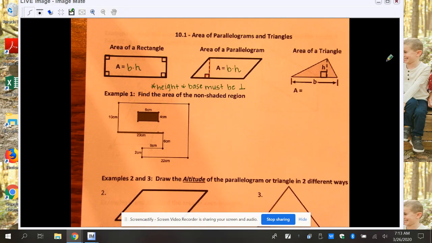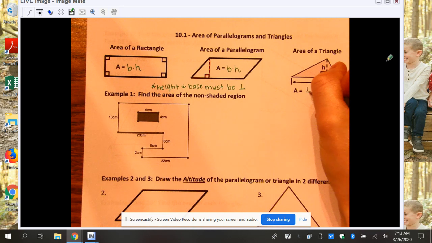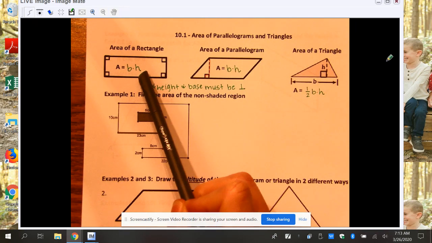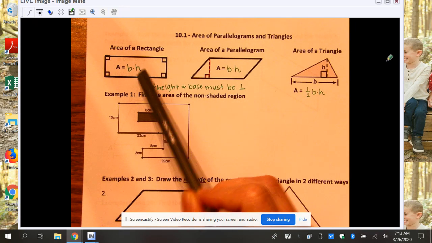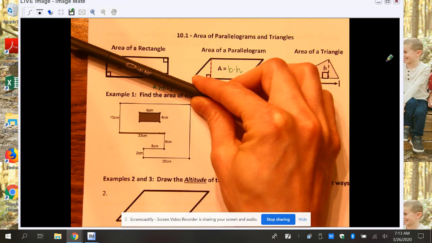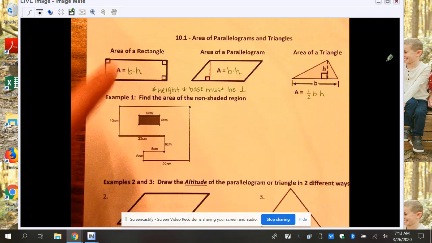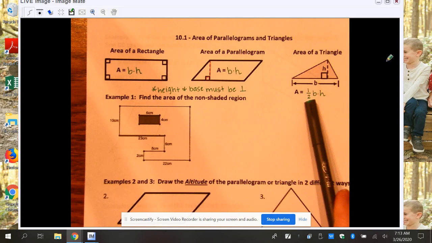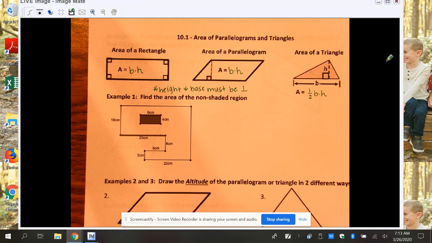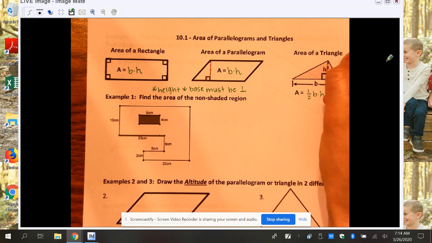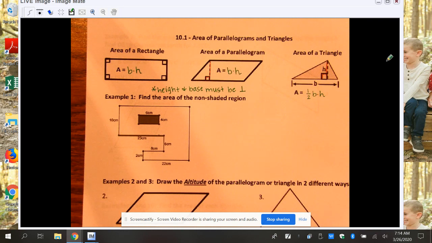The area of a triangle is 1/2 of the base times the height. And the reason for that is if we think about a rectangle, if the formula for the area is base times height, we can cut that rectangle into two triangles. And so the area of that triangle is half of the area of the rectangle. So that's where that 1/2 comes from if you've never known that before. But the height is the same thing. It's got to be the perpendicular part of the triangle.